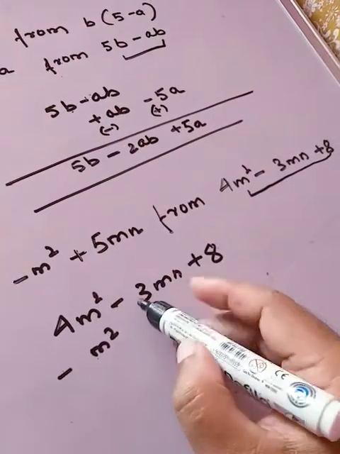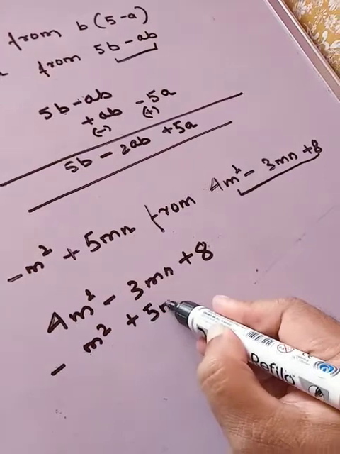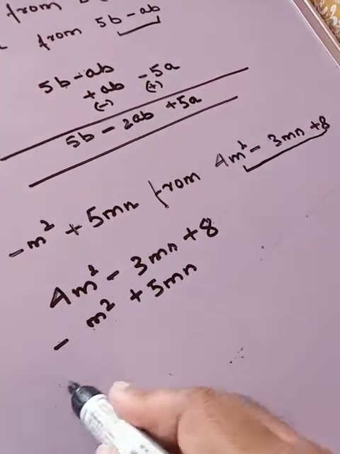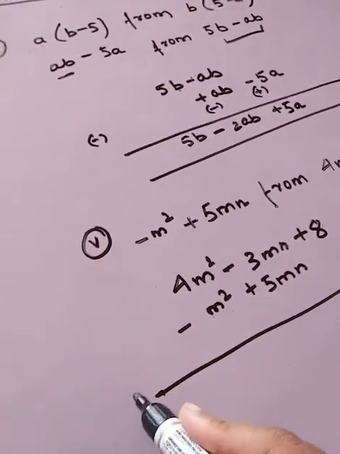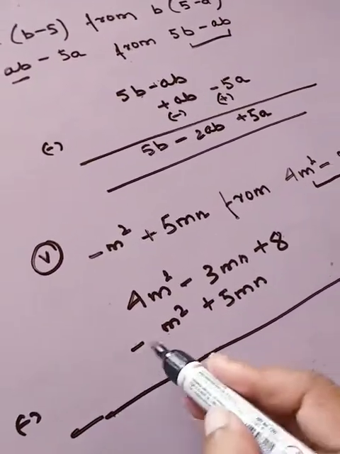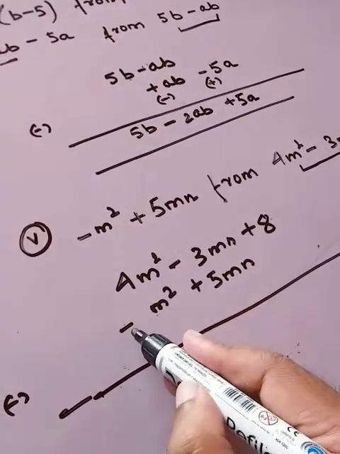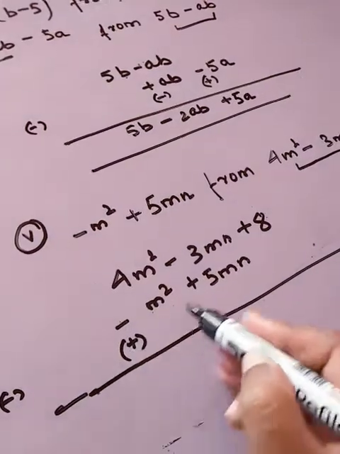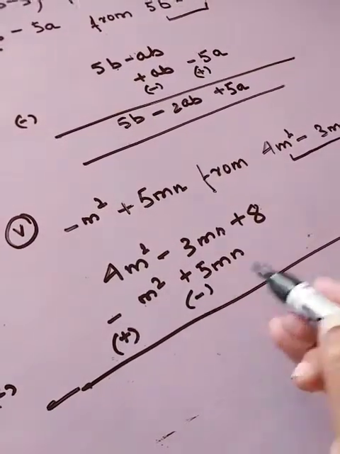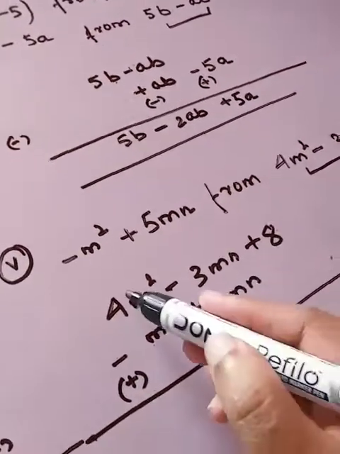Now mn with mn, that is plus 5mn. There is no constant term, so we'll write nothing. Okay, so we'll write the minus sign out here. Now all the lower mathematical operations will change, that is minus will turn into plus, and this plus will change to minus. Okay, now first solve this.